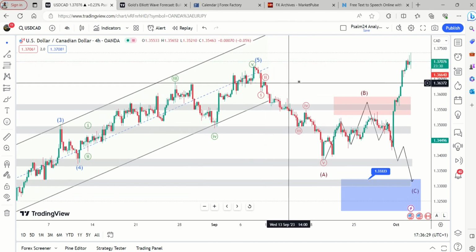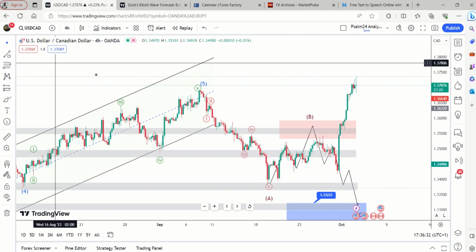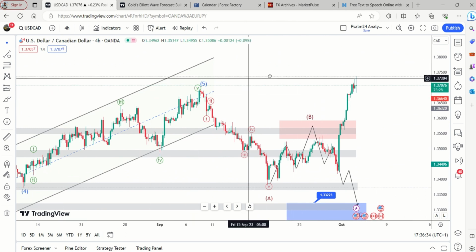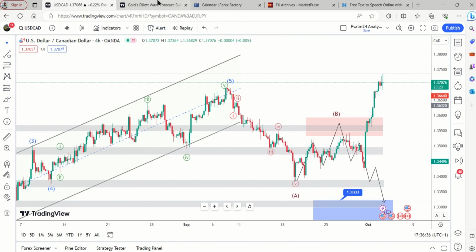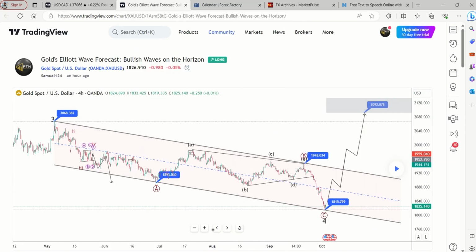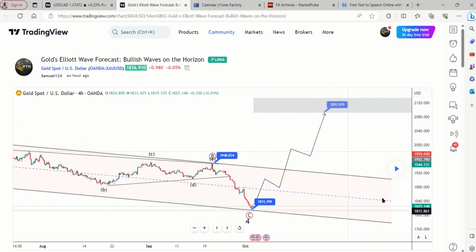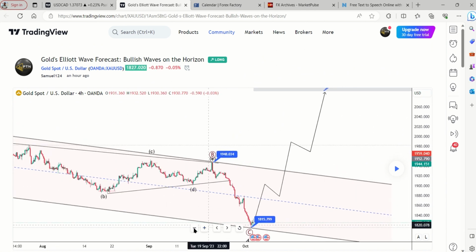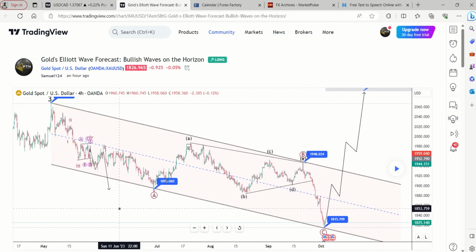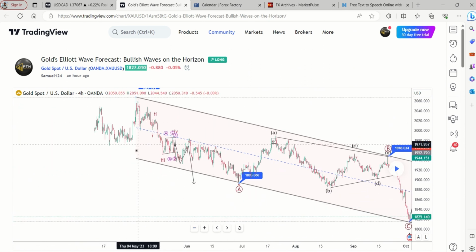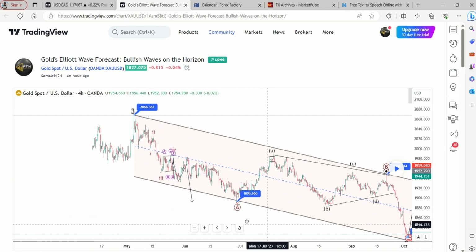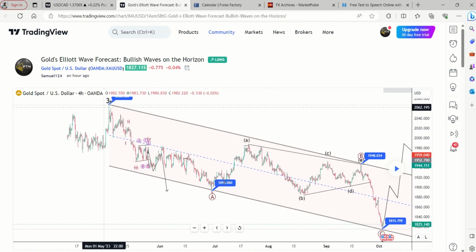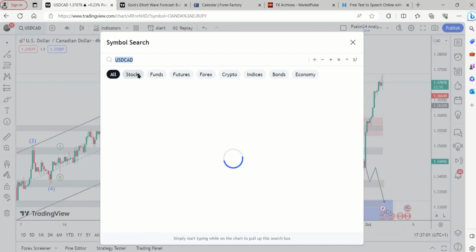All right, so the only analysis that I have for you this week is on gold. I have done that analysis on TradingView. I would like you to go to my TradingView to read what my outlook for gold is. I am bullish on gold because gold has completed the corrective phase 4 after the long impulsive wave 3. We had a correction in wave 4.